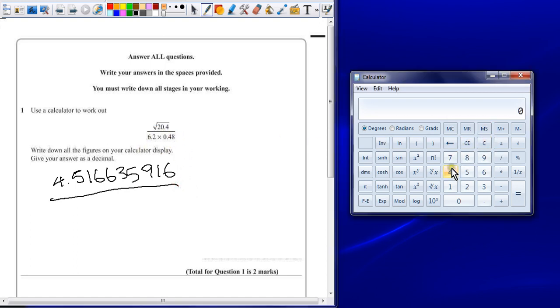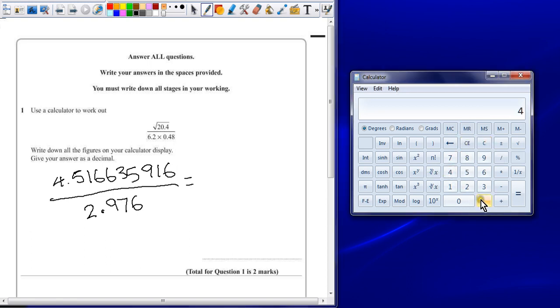So we'll clear that and go for 6.2 multiplied by 0.48. So this gives us an answer of 2.976. Having written those both down, that will show that we understand how calculators work and that the orders of operation must be taken into account. Probably at least get you one mark, even if you put it in wrong in the end.